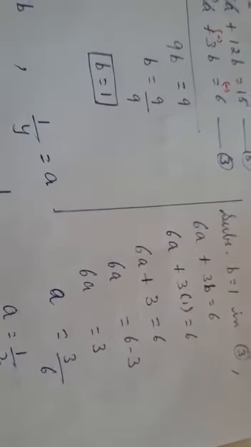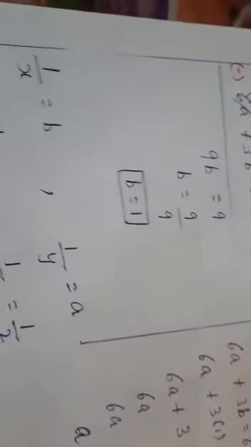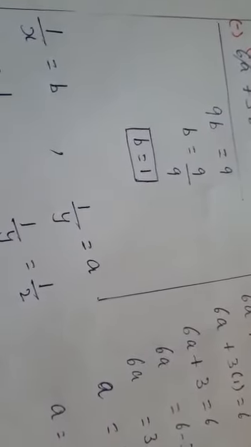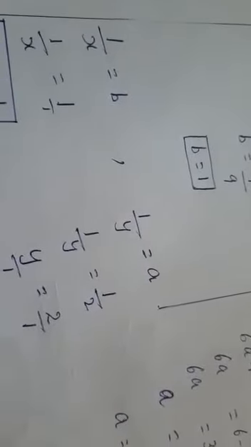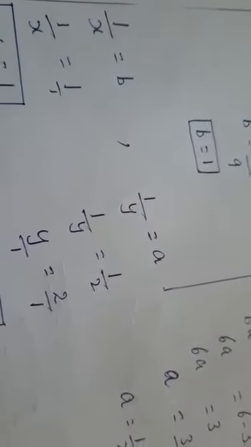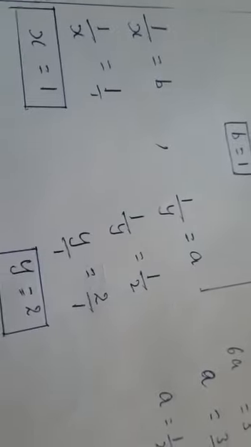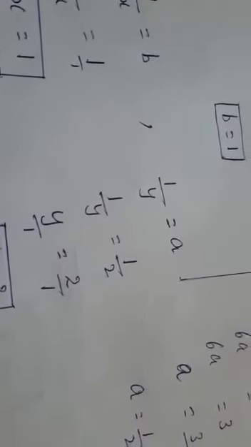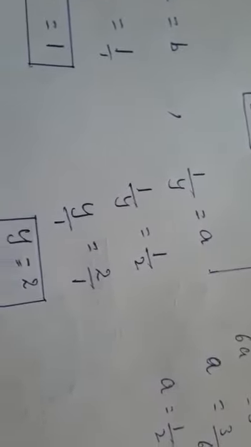Now we have assumed 1/x to be b and 1/y to be a. So I am substituting here 1/x = 1, that is 1/1. The reciprocal of this is x = 1. Next 1/y = a, 1/y = 1/2 is the a value. So the reciprocal is y = 2/1, y = 2. So you get x = 1 and y = 2.